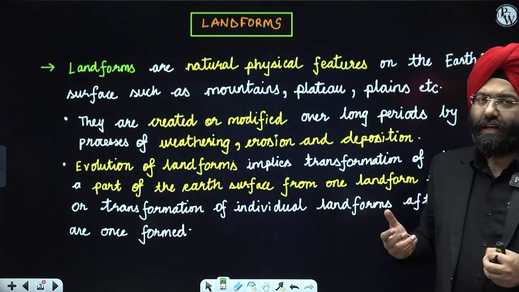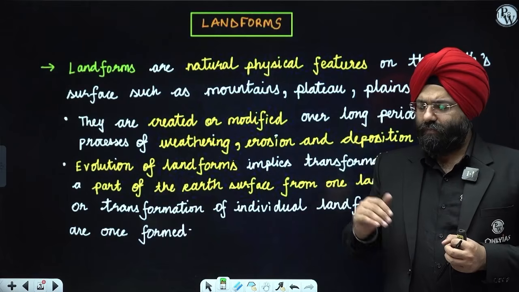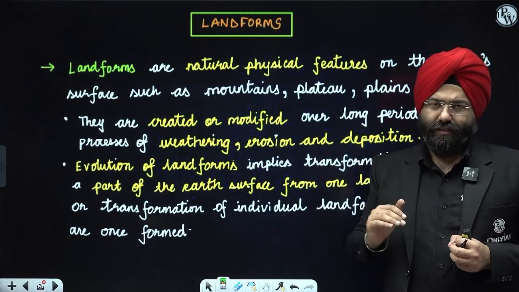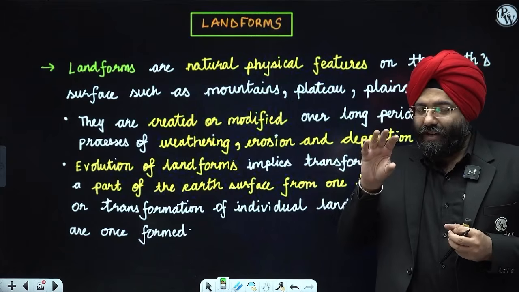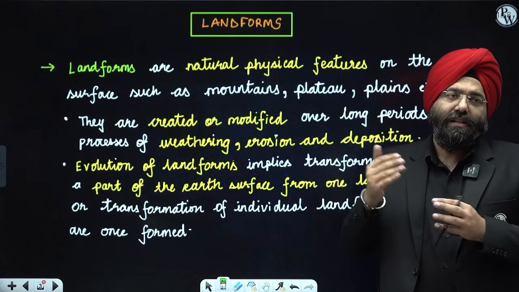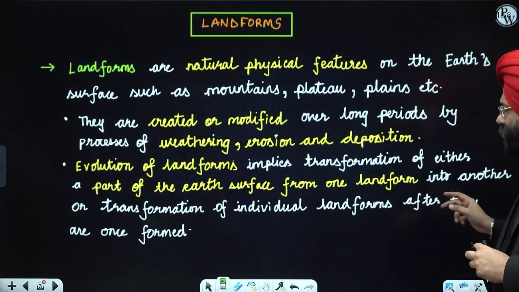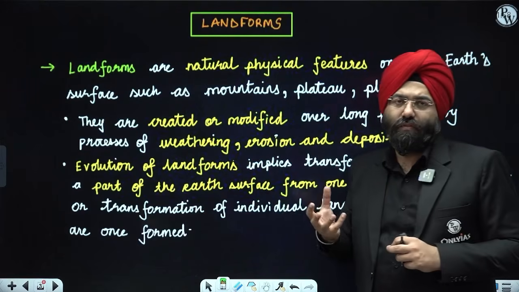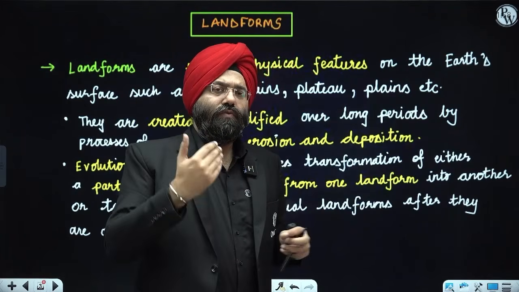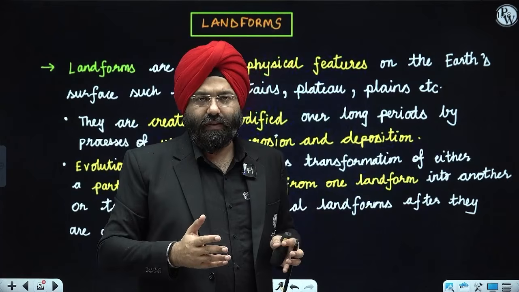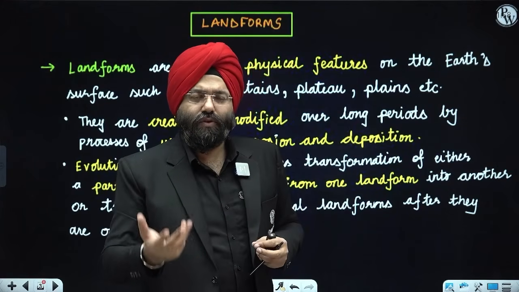The change can take place in a part of the Earth's surface from one landform into another. Suppose there is a region where a plain is present, and due to some tectonic movement there is upliftment. Then a transformation has taken place in that region. Another is transformation of individual landforms after they have once formed. Let us assume there is a huge boulder or rock. Due to wind erosion, its shape is changing continuously, and after that you will see a mushroom rock being created. Those cases can also happen.